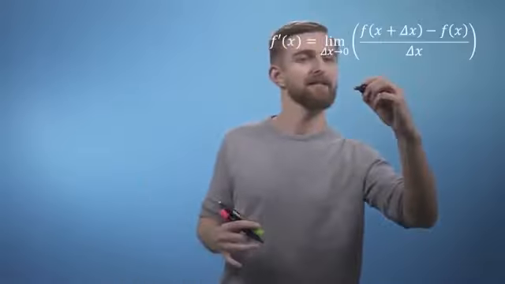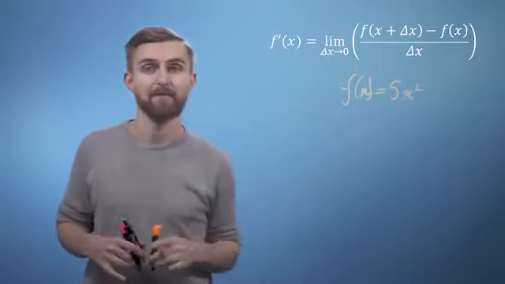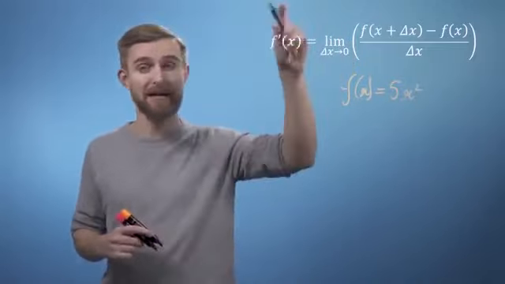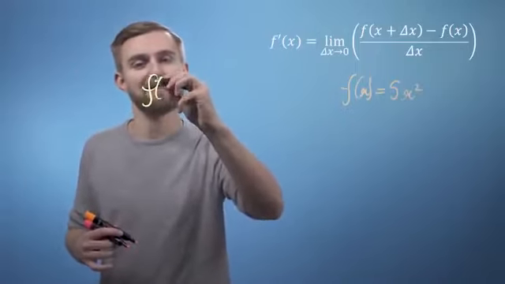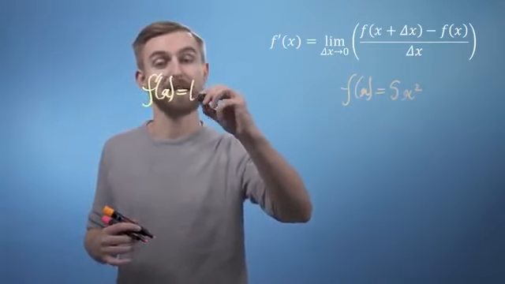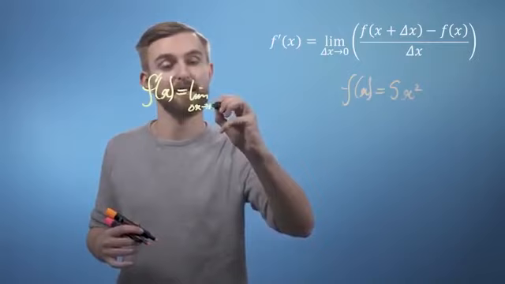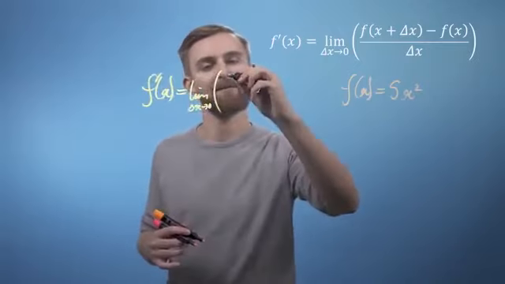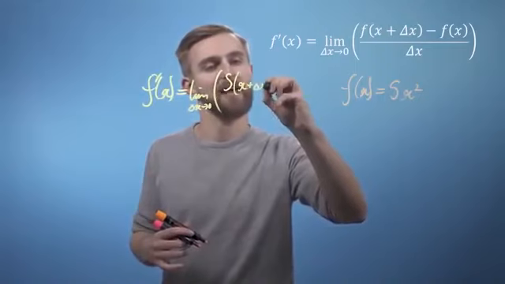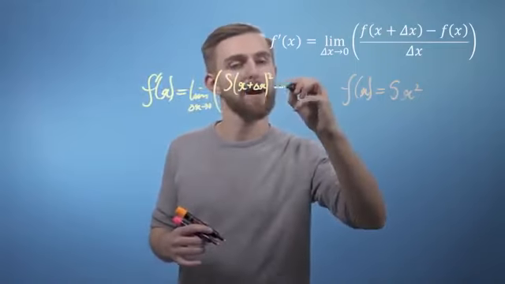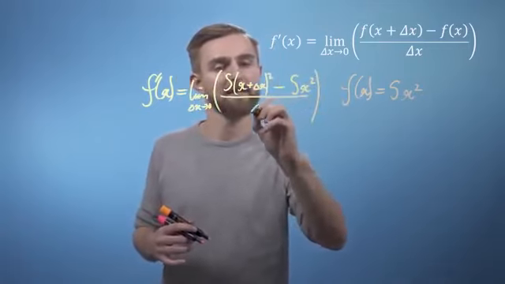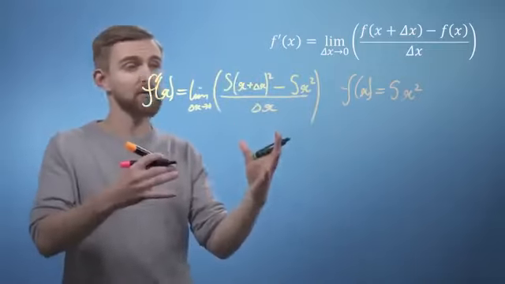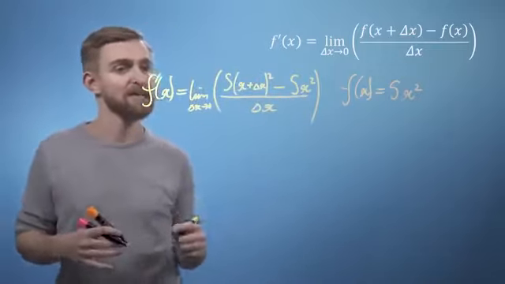So, if we take the function f of x equals 5x squared, all we're going to do is take this thing and put it into our differentiation expression at the top. So, f dash of x equals the limit as delta x goes to 0 of, well, we've got 5 times (x plus delta x) all squared minus 5x squared, all divided by delta x. And all we're going to do now is work through the algebra and see what comes out the other side.